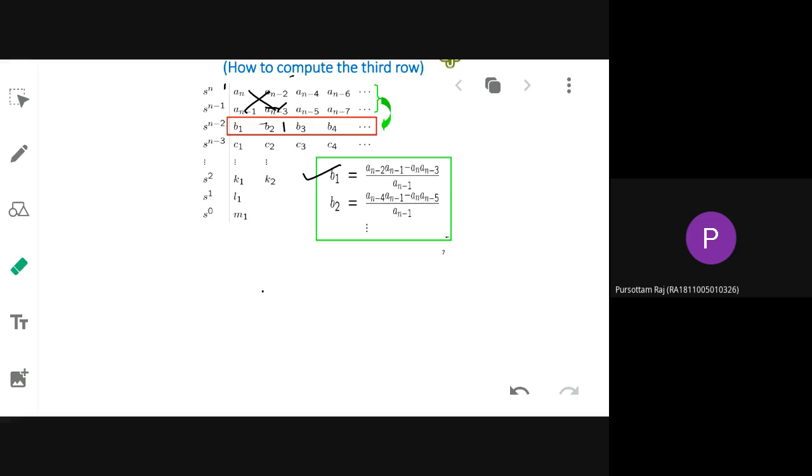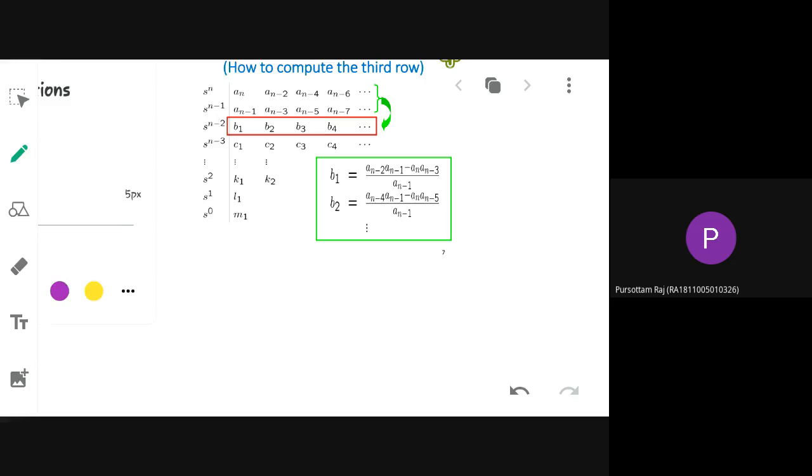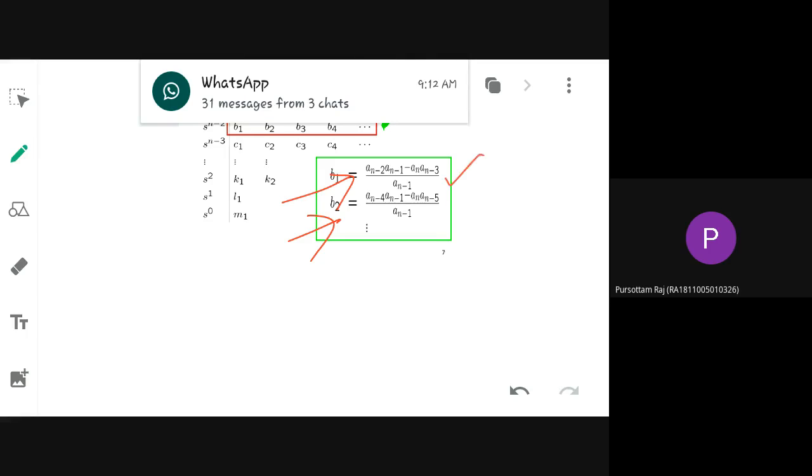So how will you multiply? Here the equations are all given. How will you reverse multiply? From here you have to start: an minus 1 into an minus 2 minus an into an minus 3. That is being written here, divided by what? What is the corner term?